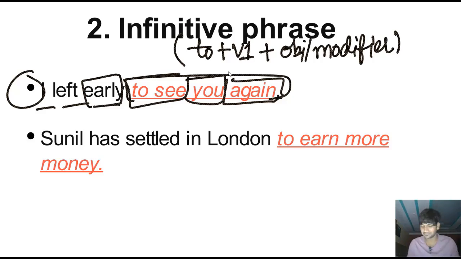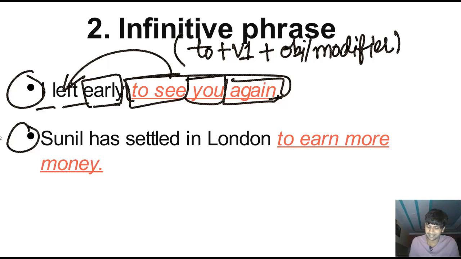To see you again is an infinitive phrase that is working as an adverb, modifying the verb left, talking about the reason for the action. Why did I leave early? To see you again, because I wanted to see you again. All right. Infinitive phrases, when they function as adverbs, talk about the reason, the purpose for the action. All right. Number 2.